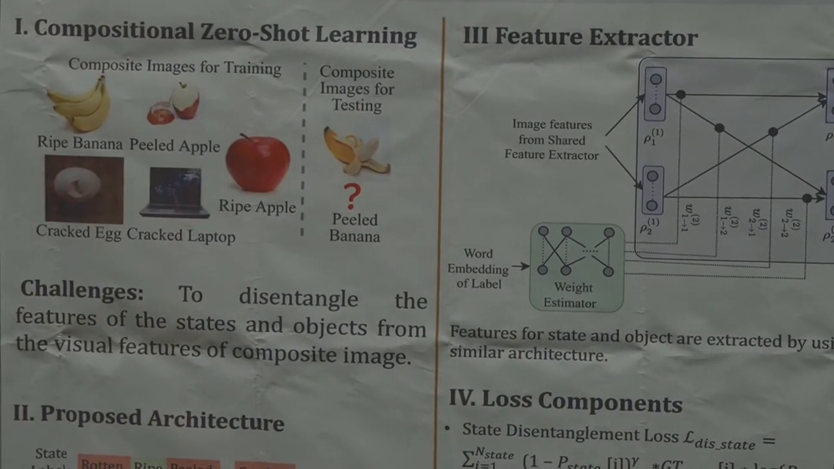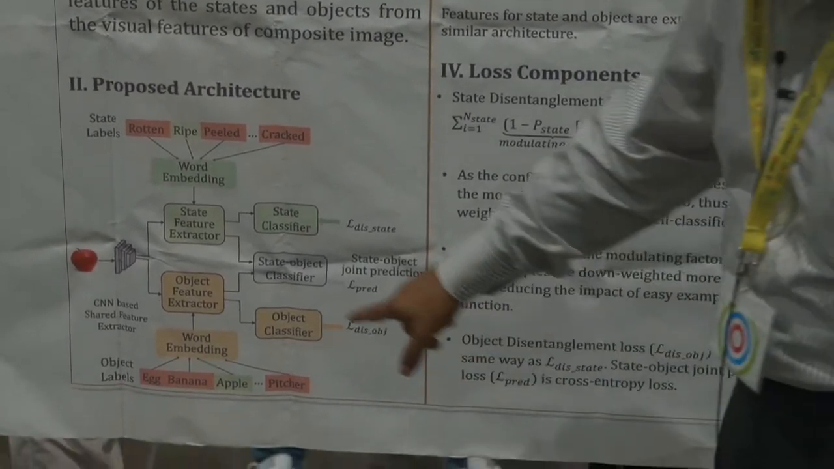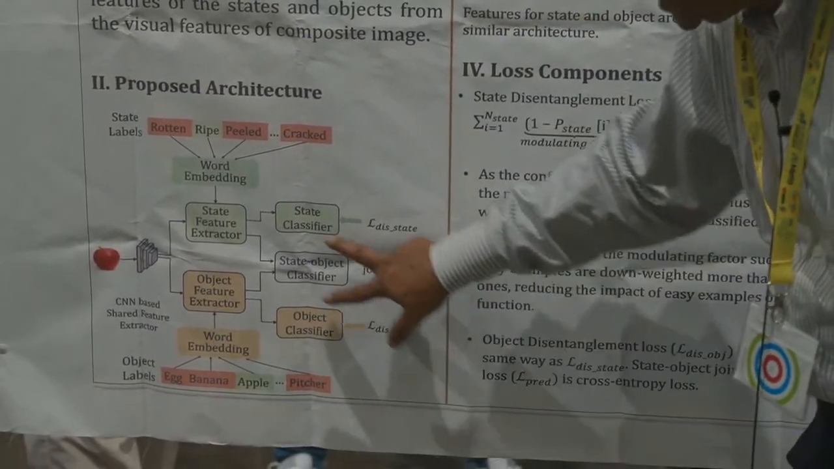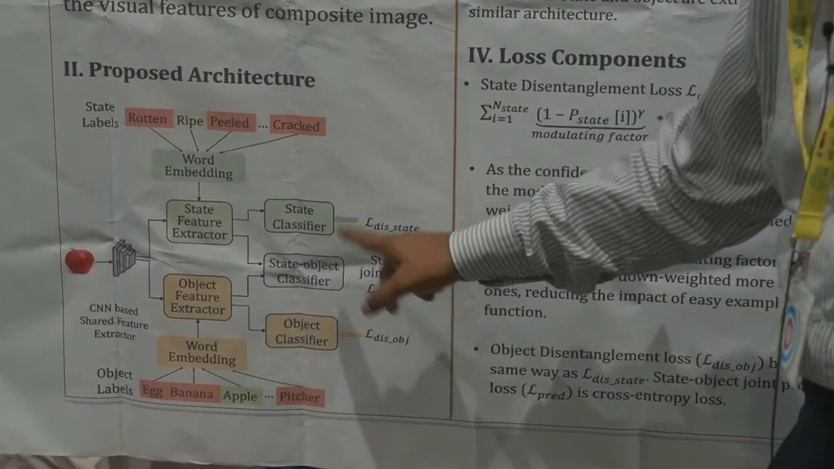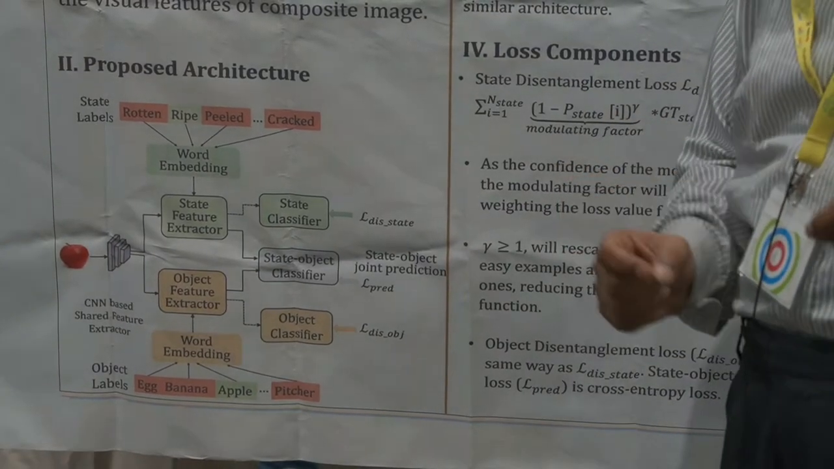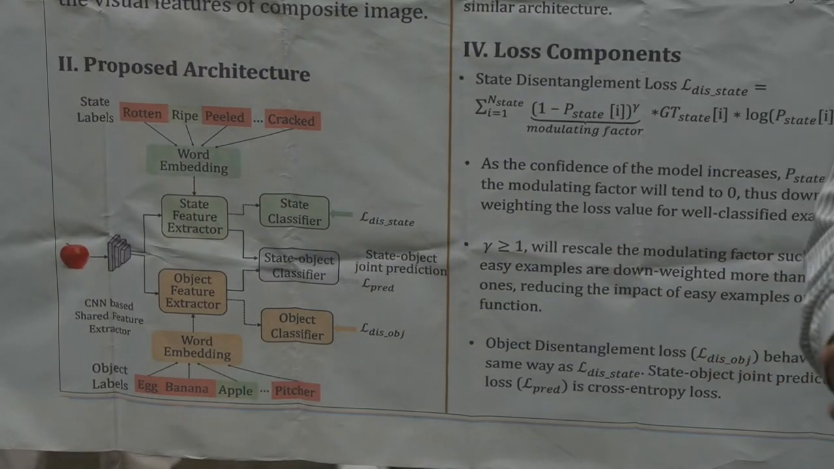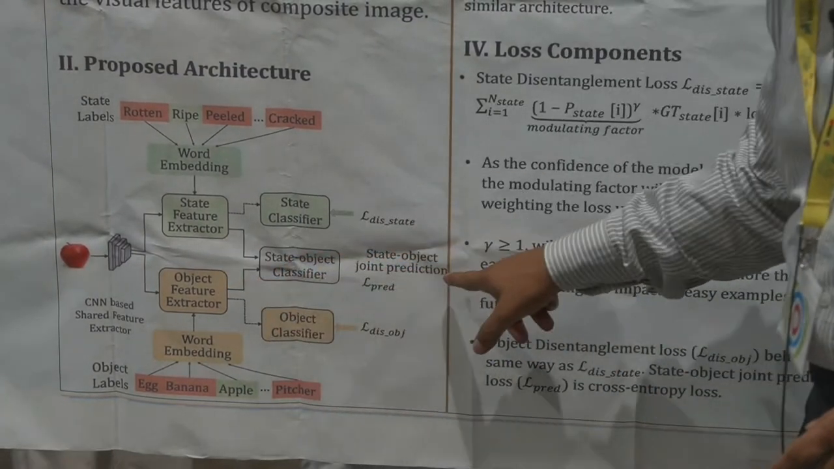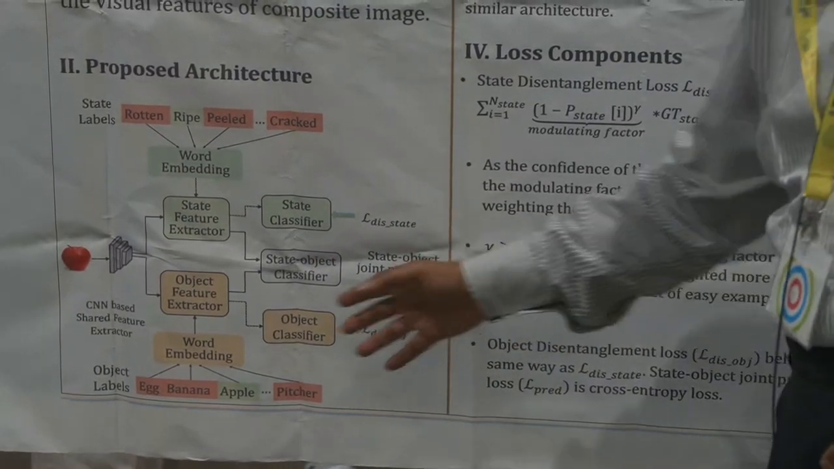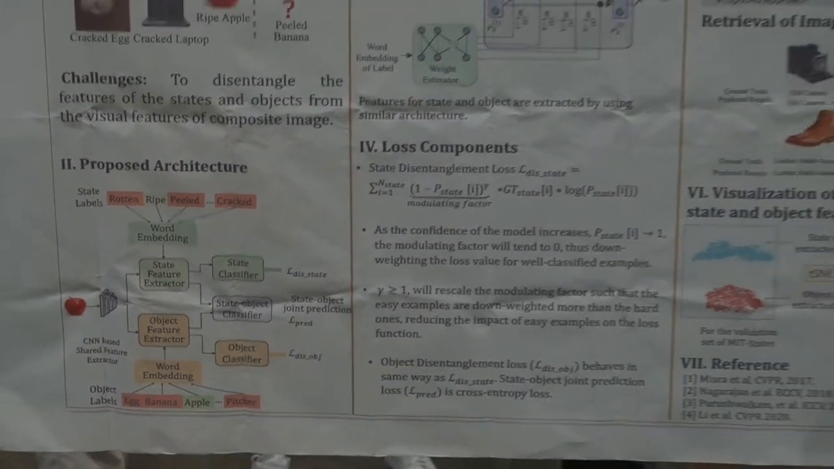Right. So we build an architecture optimizing three losses. The losses are state feature loss, object feature loss, and a combination of that. Now this combination of state and object penalizes impossible combinations. For example, you cannot have a ripe laptop or a cracked apple, right? So penalize it right at the middle, and these three losses in combination give me the optimized architecture of this proposed system.